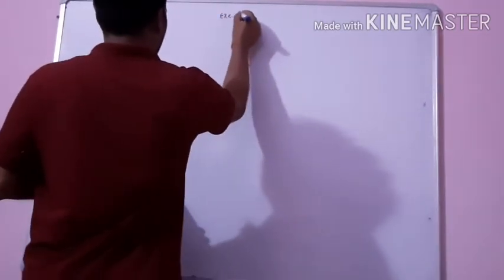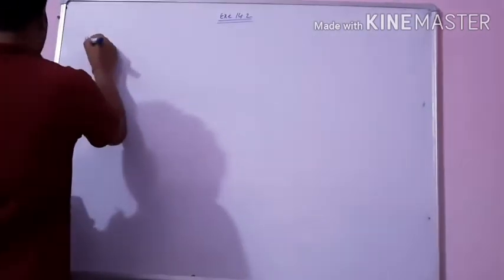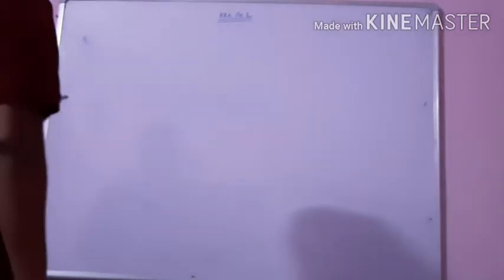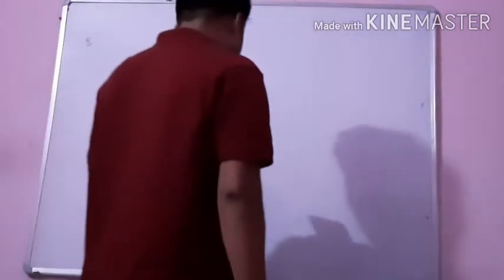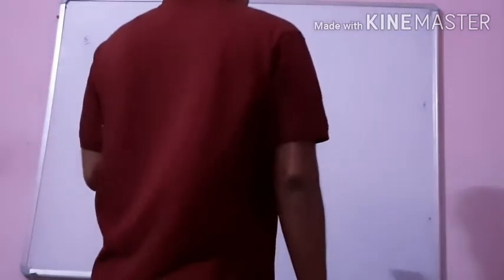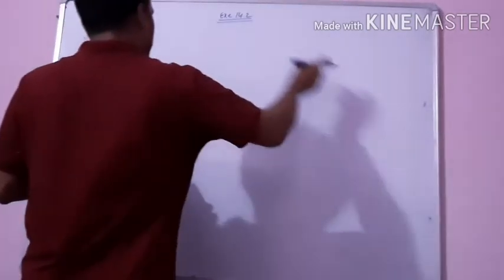Exercise 14.2, question number 5th. A study was conducted to find out the concentration of sulfur dioxide in the air, in parts per million (ppm), in a certain city. The data observed for 30 days.